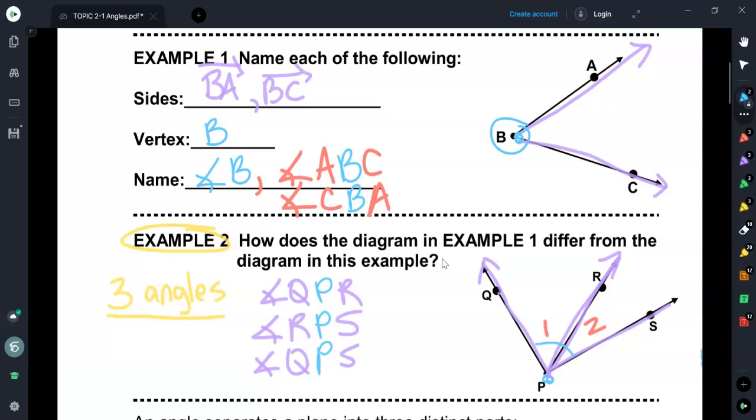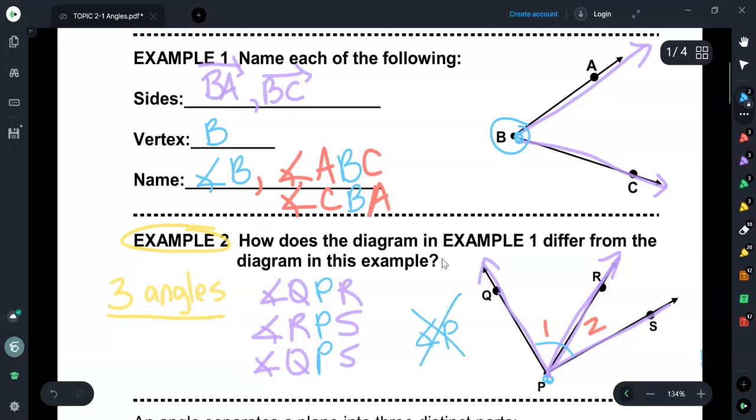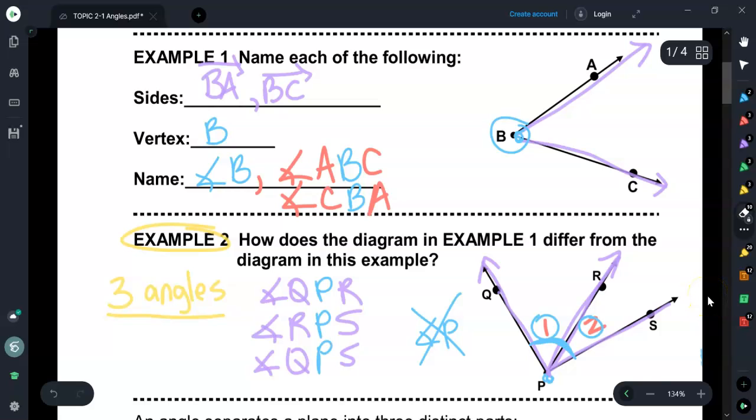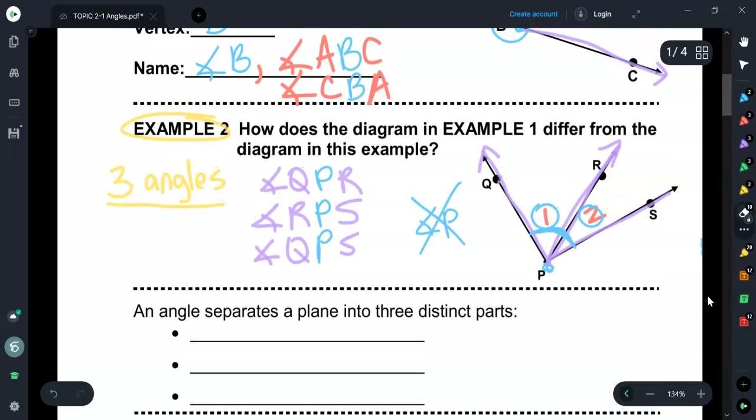So you can see that it's complicated when you get into angle naming because you have to be able to determine which angle you're talking about. I cannot, in this example, say angle P, because if I say angle P, you don't know if I'm talking about angle 1, angle 2, or the entire angle. It's not specific enough.